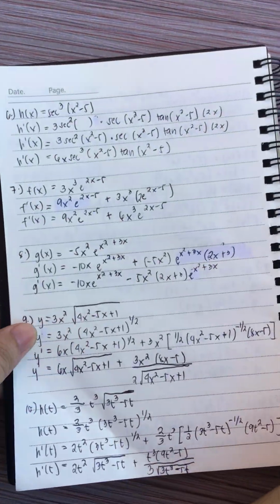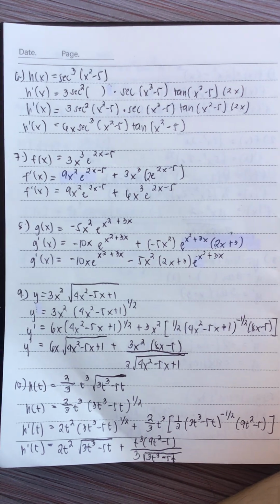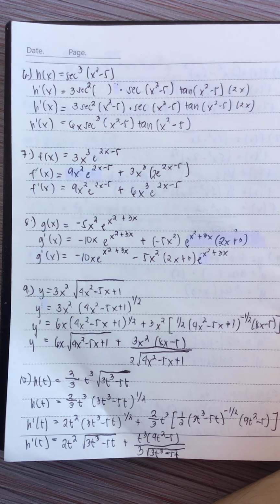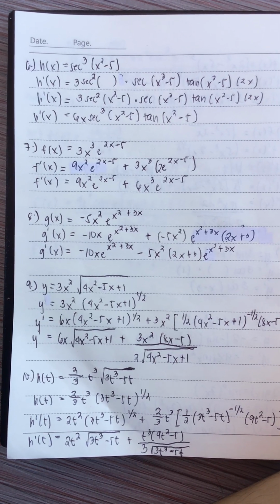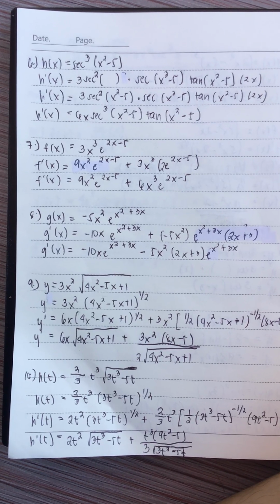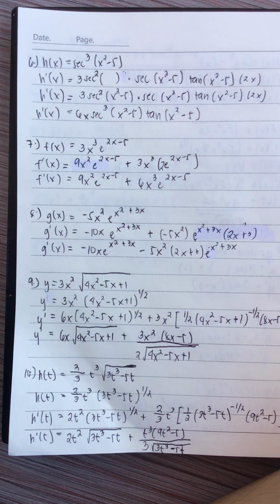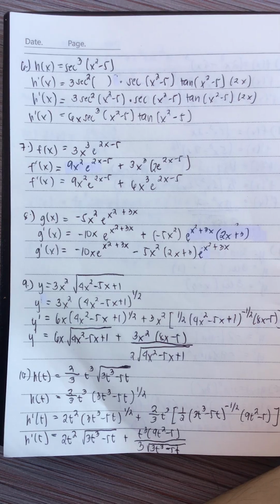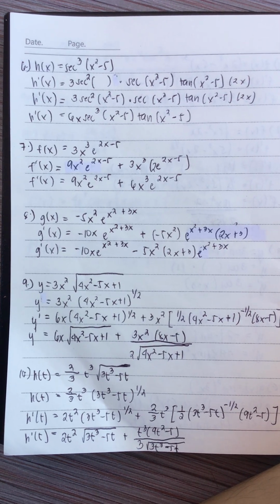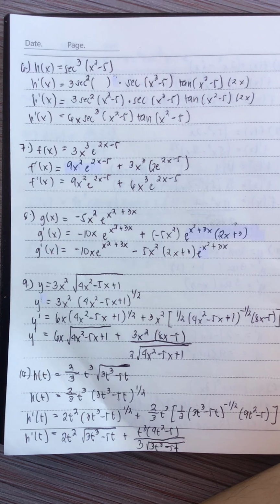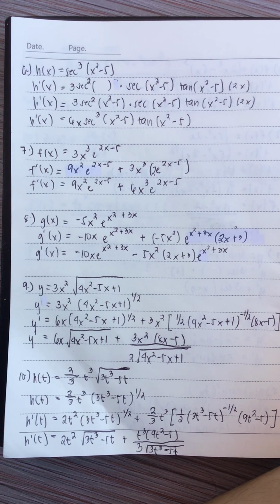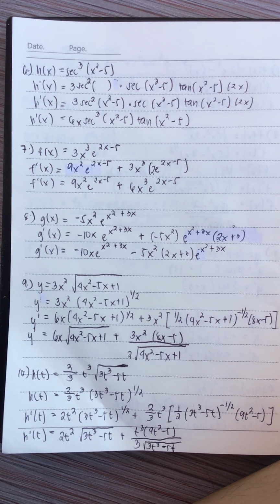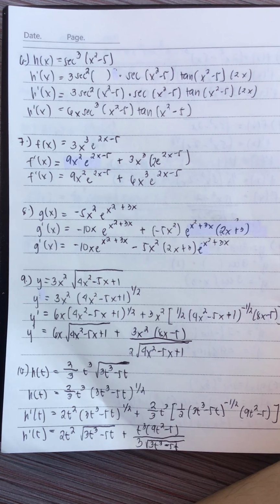Now for number 6, we are given the function h of x equals 6 sec cubed times the quantity of x squared minus 5. That would be h prime of x equals 3 sec squared of parentheses times sec of x squared minus 5 tan of x squared minus 5 times 2x. So we know that the derivative of sec is sec x tan x, and therefore we have just included our inner function to them. And then the derivative of the inner function, x squared minus 5, is simply 2x.